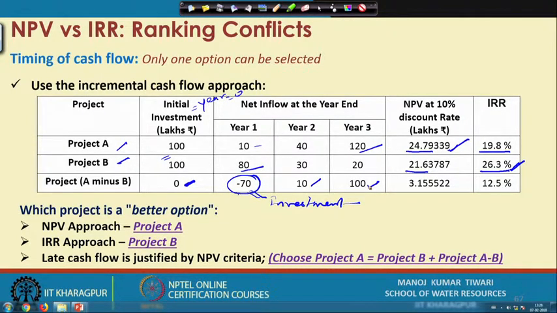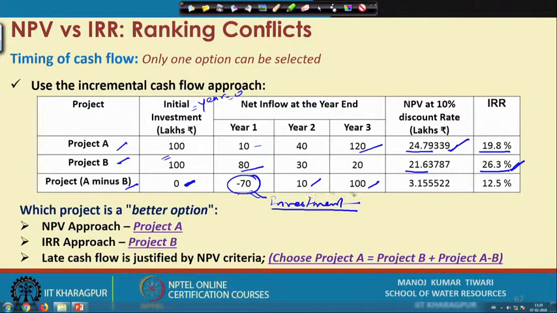So, if we want to choose project A, it is equivalent to choosing, let us say, project B, which has the higher internal rate of return, plus project A minus B. So, if both project B and project A minus B satisfy my criteria, that means we can choose project A, because project A minus B is as good as making an investment of 70 lakh rupees in year 1 for getting the additional return in the subsequent years.